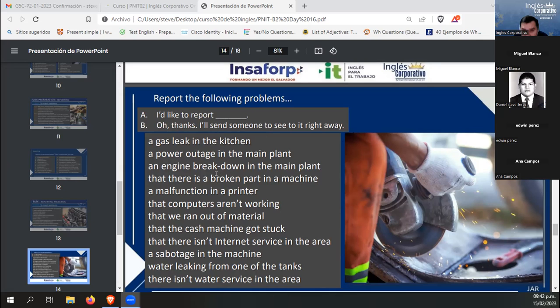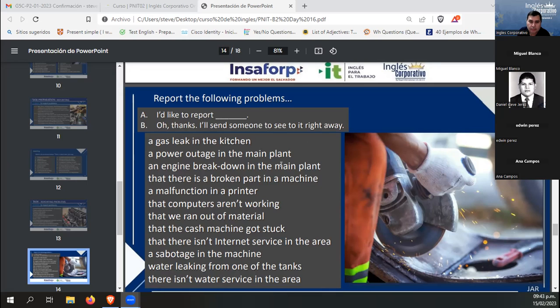Okay. I'd like to report a power outage in the main plant. Oh, thanks. I'll send someone to see to it right away. I'd like to report an engine breakdown in the main plant. Thanks. I'll send someone to see to it right away.